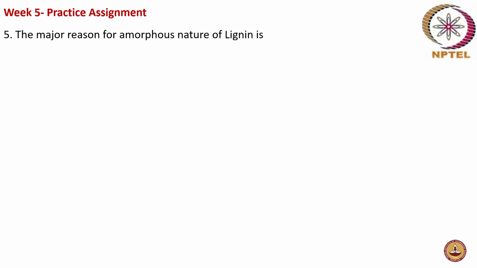Lignin acts as a matrix for cellulose. But why should it act as a matrix? Why should it have an amorphous region? Maybe it is because of the aromatic and non-aromatic combination of the structure.